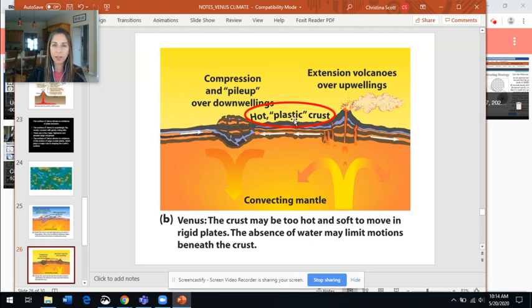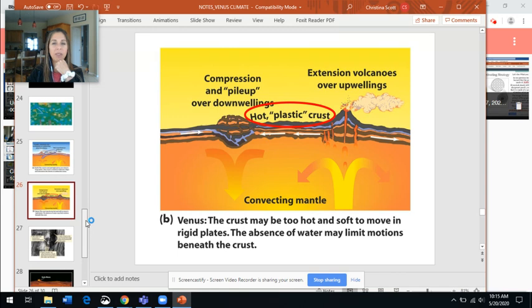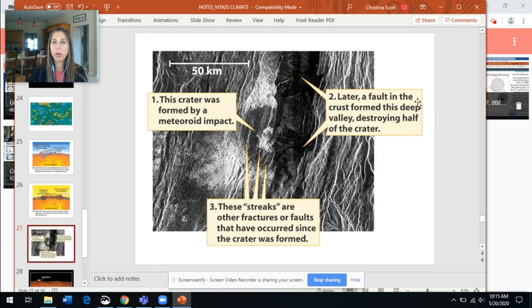So I kind of think of this as like partially melted wax, like underneath and on top. So you have compression and pile up over downwellings. You got a hot plastic crust and extensive volcanoes over upwelling. So it's just hot. If it's all the same temperature, then you don't really have true convection cells going on if everything's all the same temperature. Remember, you got convection going on when you have different temperatures and different densities.